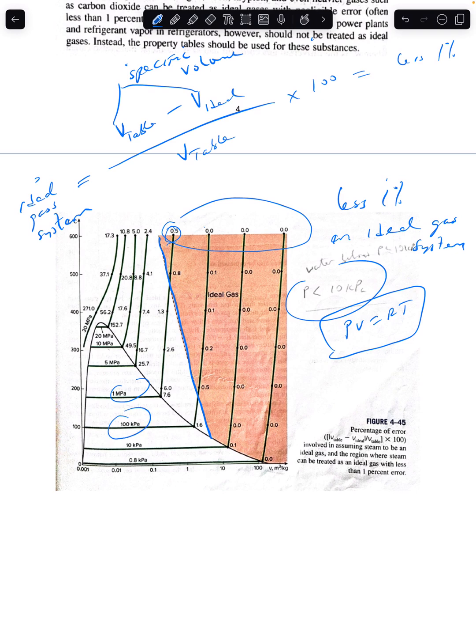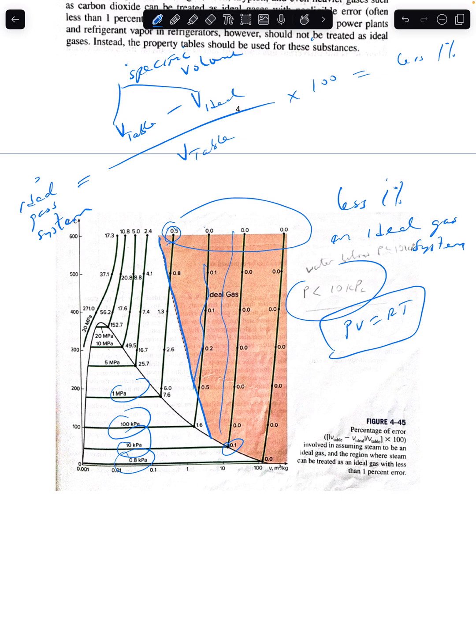100 kilopascal will likely be an ideal gas system as long as the percentage error is less than 1%. 10 kilopascal in all cases is an ideal gas system because the error factor will be less than 1%. And 0.8 kilopascal is an ideal gas system because the percentage error is less than 1%.